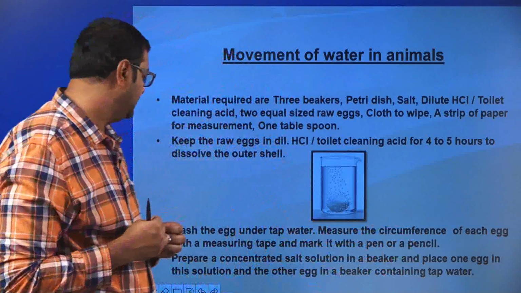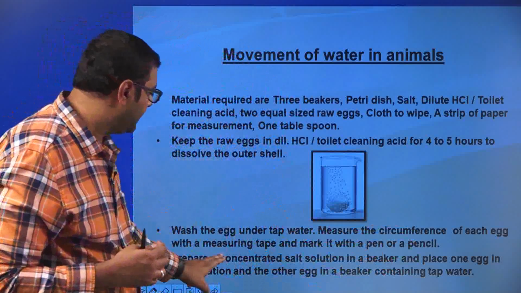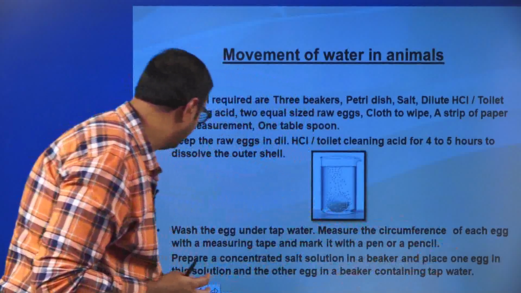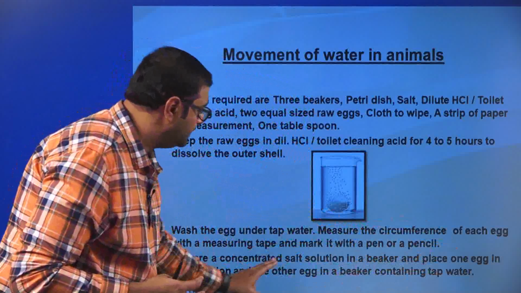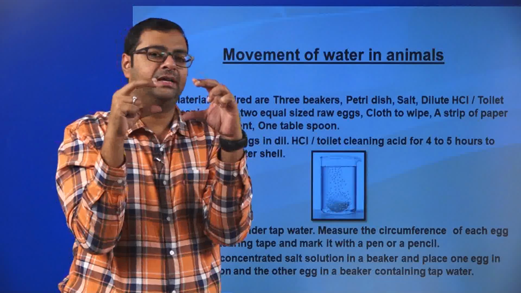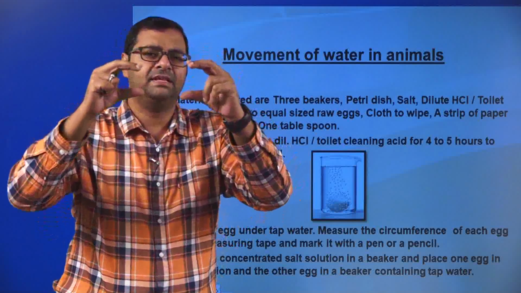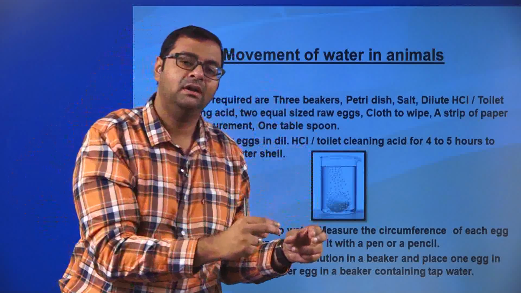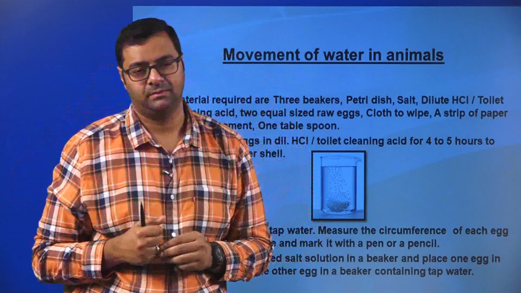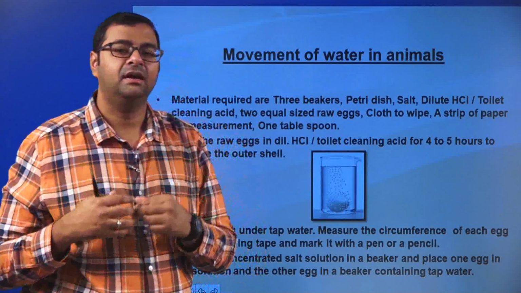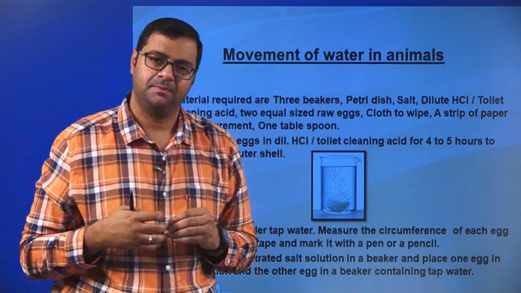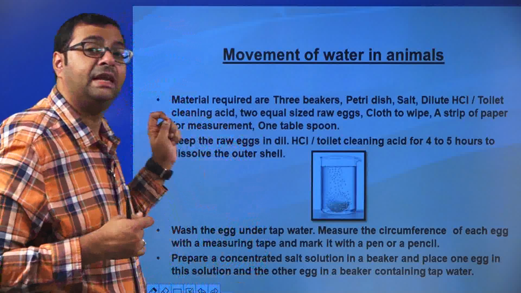Okay children, then in the next step what you do, prepare a concentrated salt solution in a beaker and place 1 egg in this salt solution and the other egg in a beaker containing tap water. So we will place these 2 eggs with a membrane, 1 in a highly concentrated salt solution and the other one in water. Now here one of the previous concepts will come into picture, which is osmosis. Now we will look at the types of osmosis.